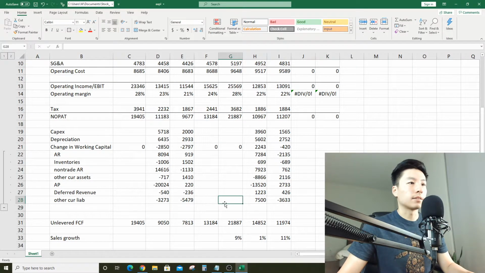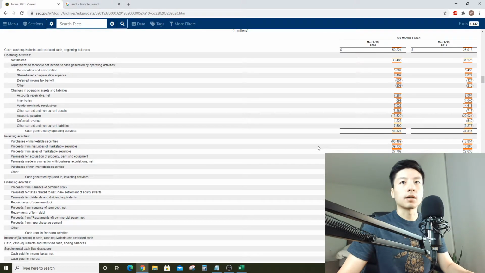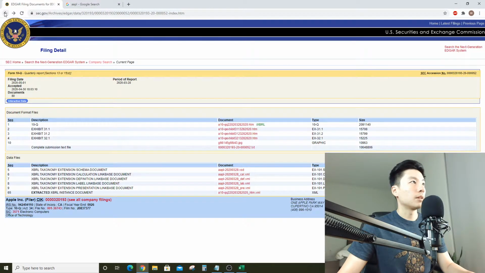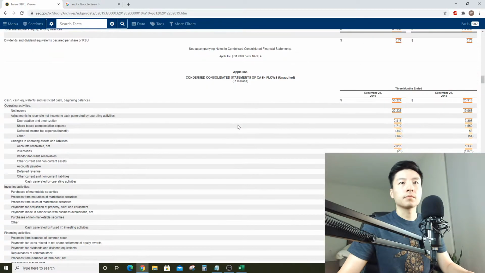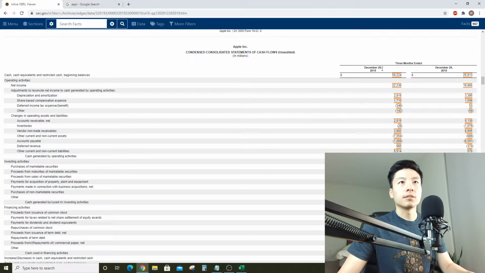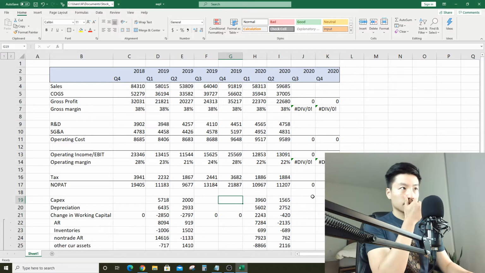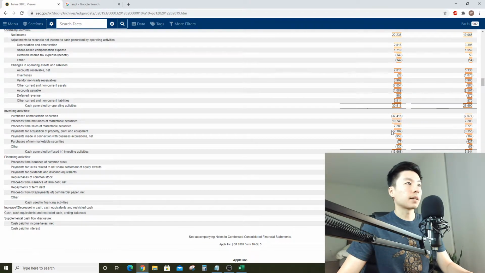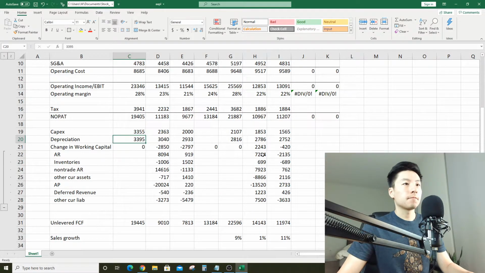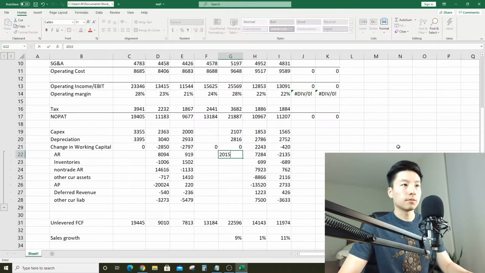Yeah, I realize I'm going pretty fast, so let me know if you have questions by commenting. All right, so we got Q1 out of the way. Let's do this one. This is my favorite because I don't have to do any formulas. It's just 3 months. Depreciation 2816. 3395. CapEx 2107. 3355. Working capital 2185.